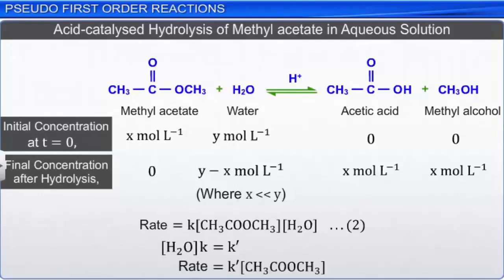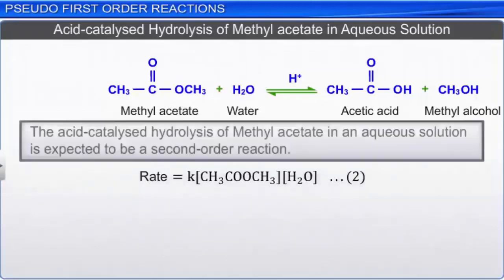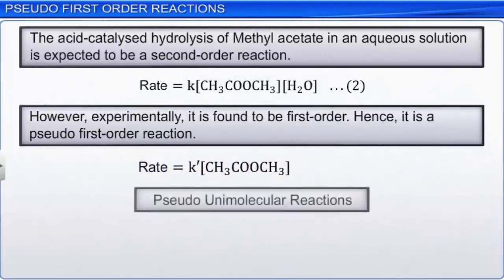The acid-catalyzed hydrolysis of methyl acetate in an aqueous solution is expected to be a second-order reaction. However, experimentally, it is found to be first order. Hence, it is a pseudo-first-order reaction. It is also called a pseudo-unimolecular reaction because even though the molecularity of the reaction is 2, its order is 1.